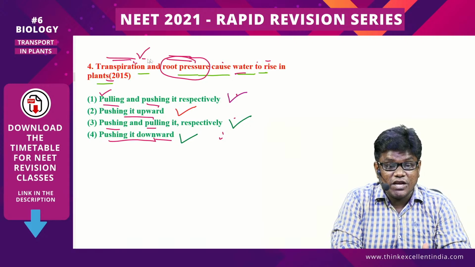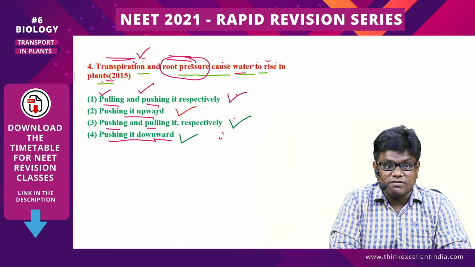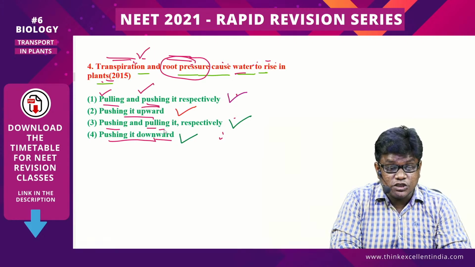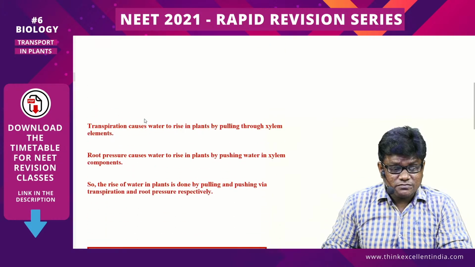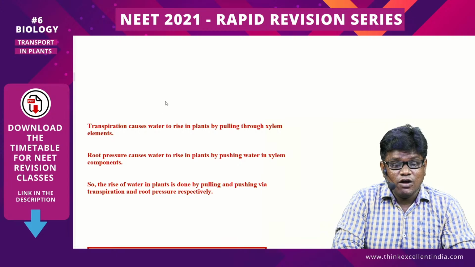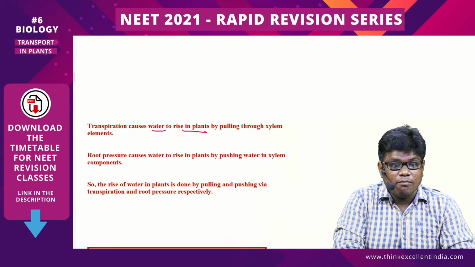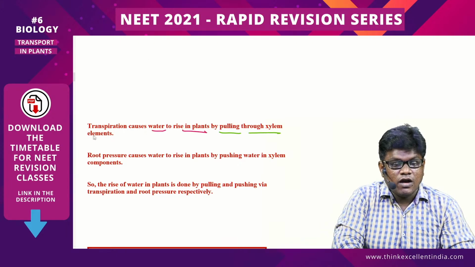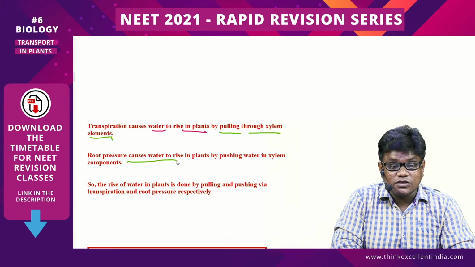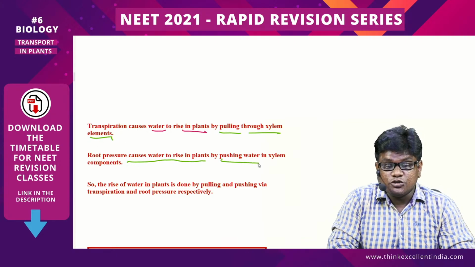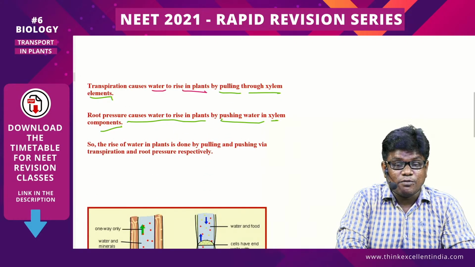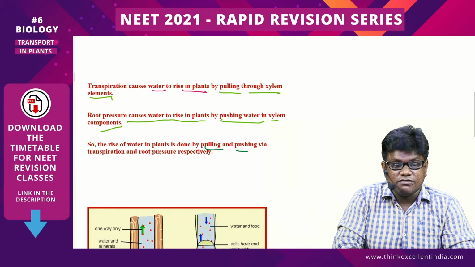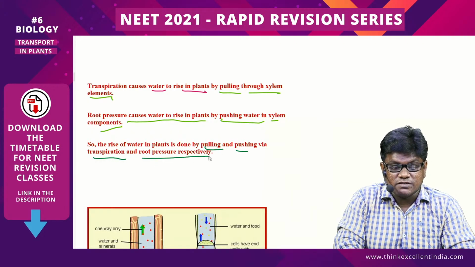And here the options: transpiration and root pressure cause water to rise in plants by pulling and pushing respectively, pushing it upward, pushing and pulling respectively, and pushing it downward. So here we talk about how transpiration causes water to rise in plants by pulling through xylem elements. Root pressure causes water to rise in plants by pushing water in xylem components. See, the water movement will be done by what type of process? Pulling and pushing via transpiration and root pressure respectively.